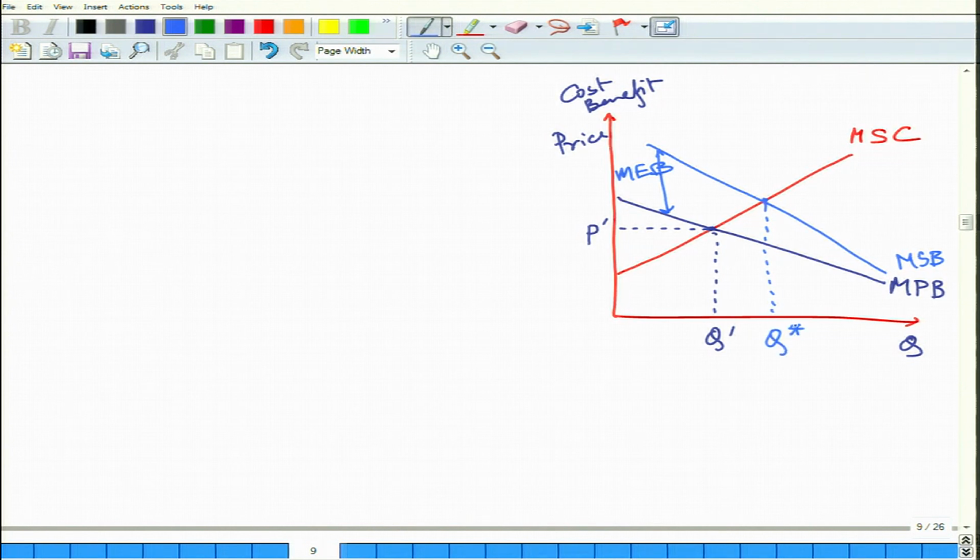This equilibrium is the efficient equilibrium, and because of it maybe the price goes up. But even if the price goes up, they can eventually make up for this deadweight loss, because this is the level of inefficiency. This is the deadweight loss.